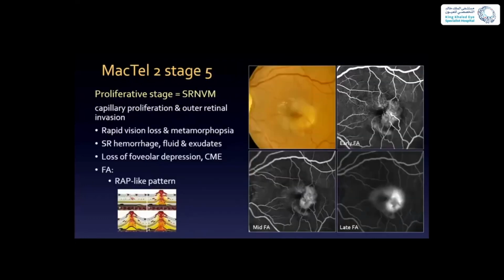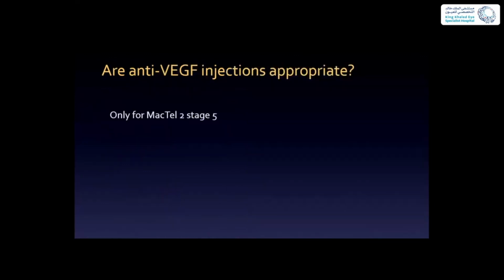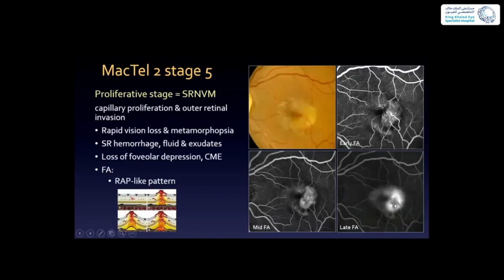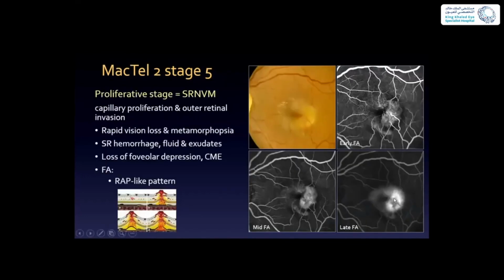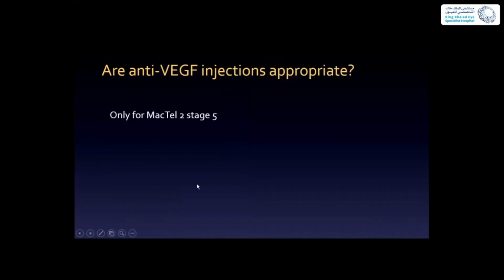MACTEL can be complicated by subretinal neovascularization, where the telangiectatic vessels move under the retina and start to proliferate and then connect with the choroid, giving you a kind of retinal angiomatous proliferation type of CNV. This will require treatment with anti-VEGF. So anti-VEGF is not appropriate for MACTEL2 itself. However, if you have a stage 5 in which you can definitely distinguish the subretinal neovascularization from the rest of the telangiectasia, in that case, yes, you can give the anti-VEGF.